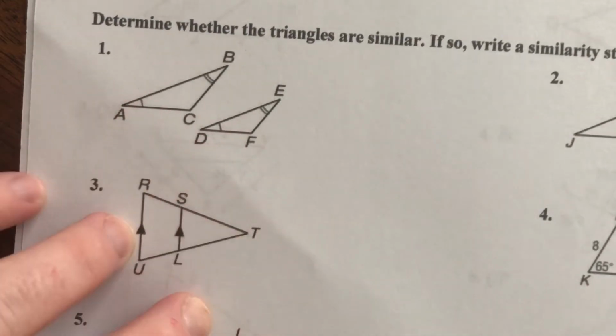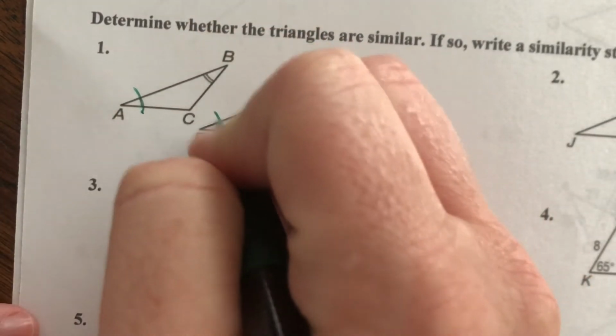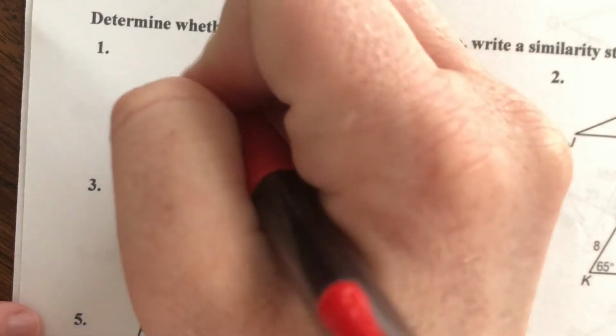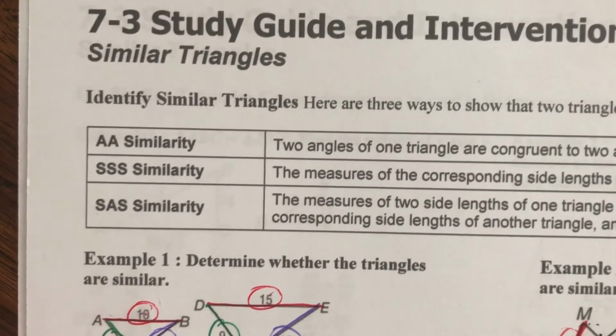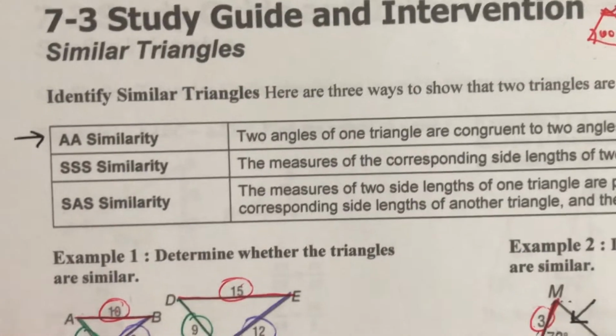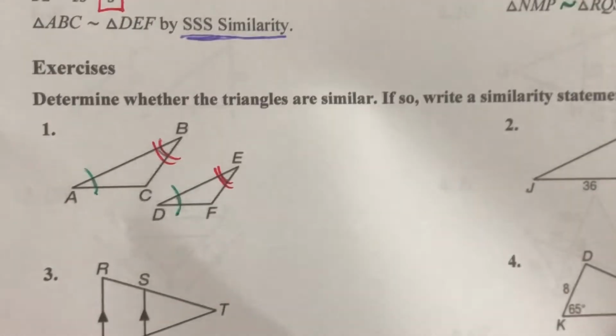Number 1, increase my paper. All we have here is this angle is congruent to this angle, and this guy is congruent to this guy. Is that enough to say that the two triangles are similar? Yes. Why? Because of the angle similarity rule, right? If two angles of one triangle are congruent to two angles of another triangle, then the triangles are similar.